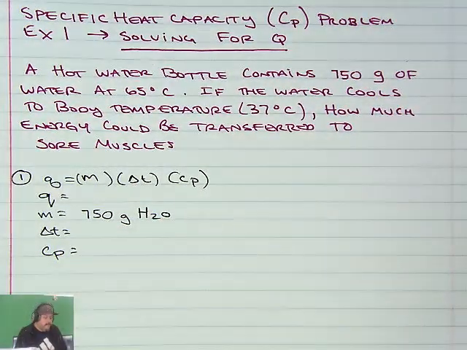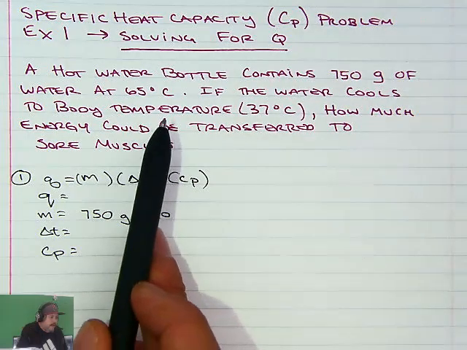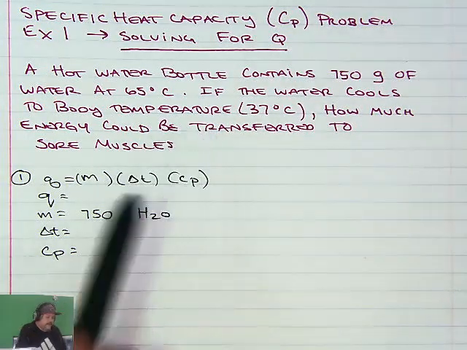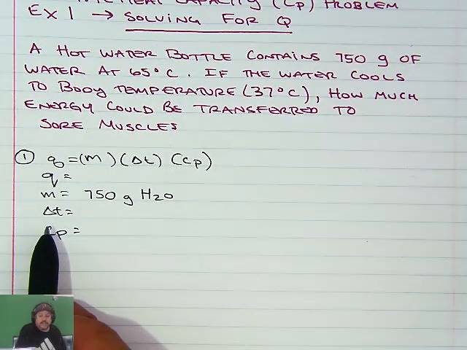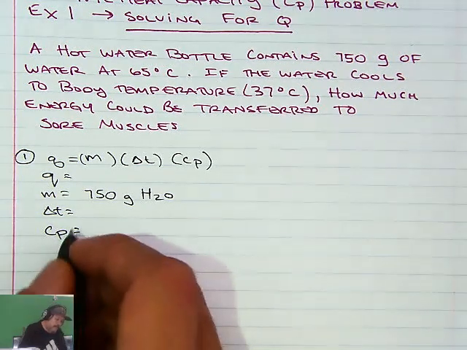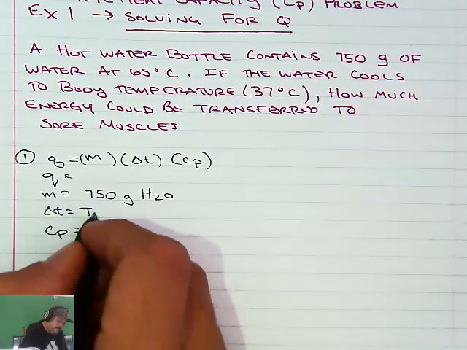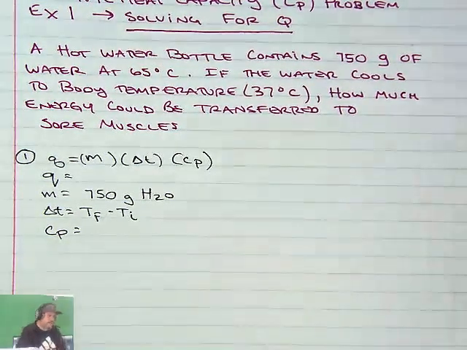And I keep reading. At 65 degrees Celsius. I know I'm going to need the temperature, and I need both temperatures, because here's what I need you to remember. Delta T means the change in temperature. And in science, whenever we talk about change, it's always the final temperature minus the initial temperature. So I'm going to put here temperature final minus temperature initial.